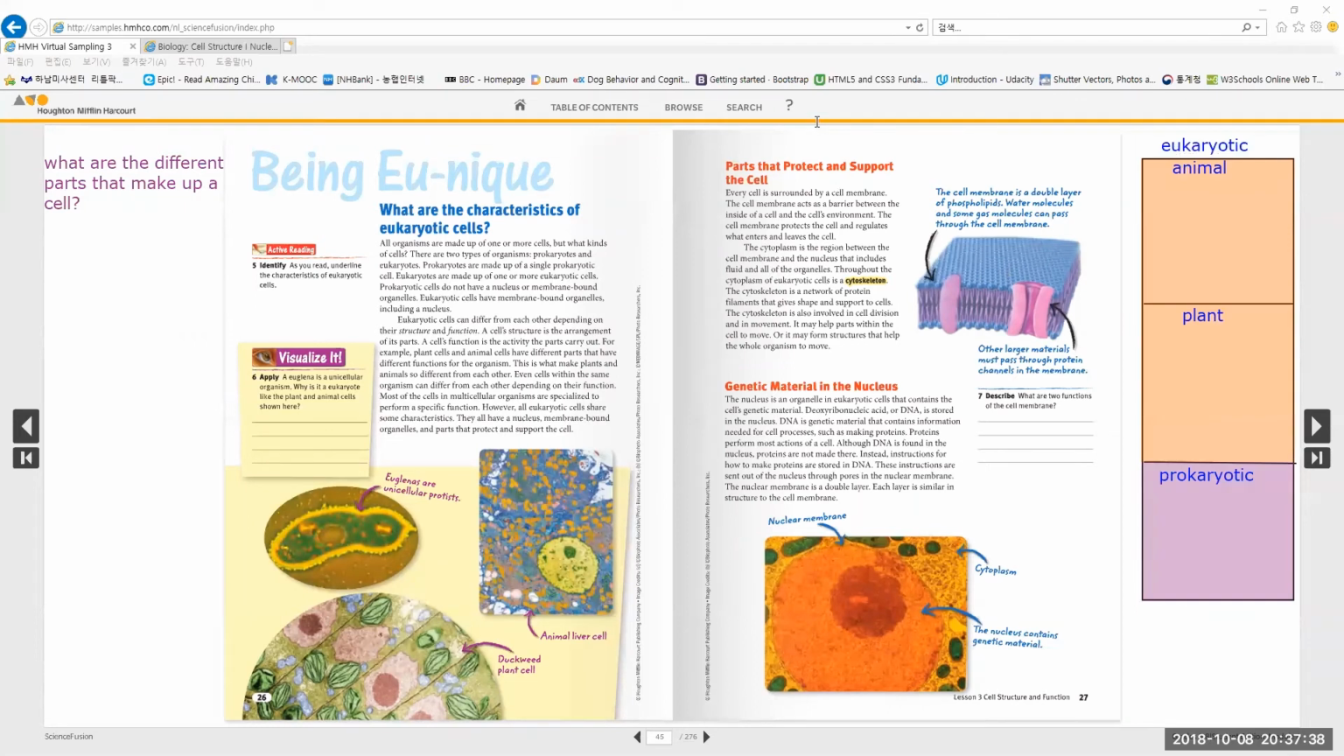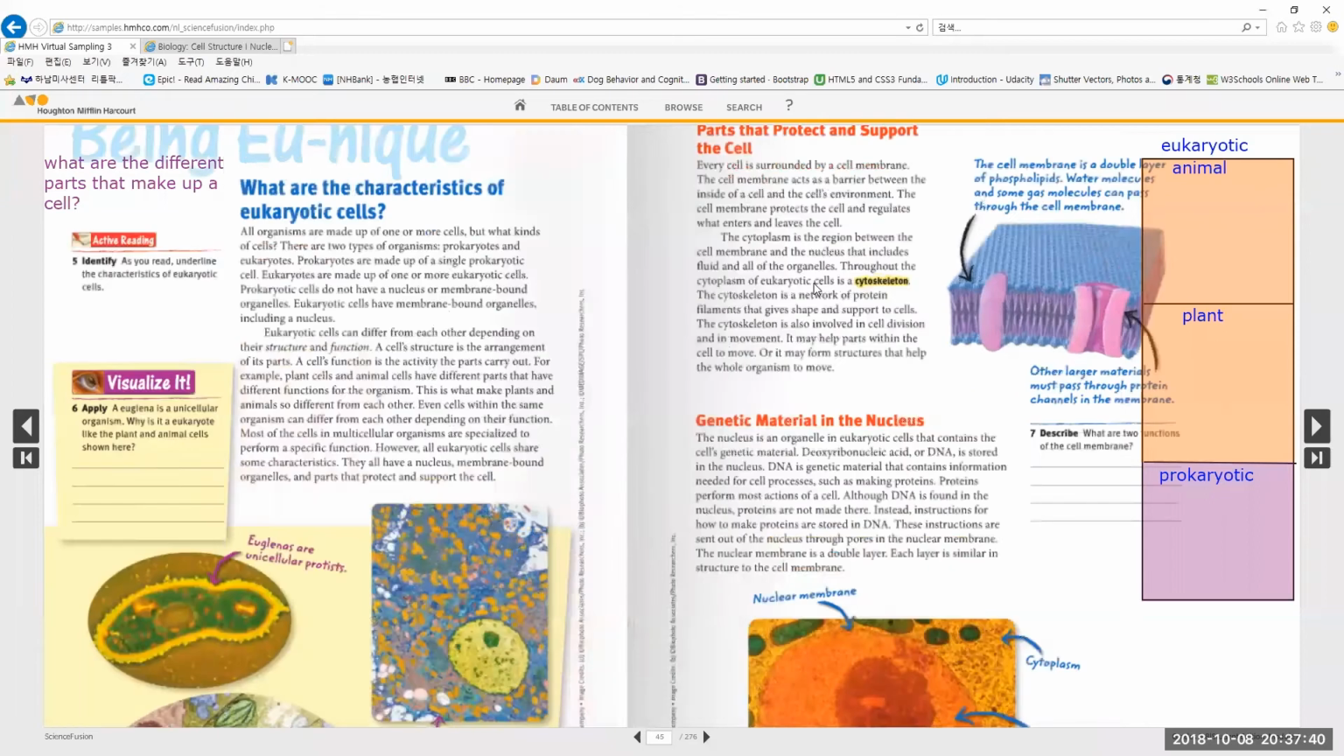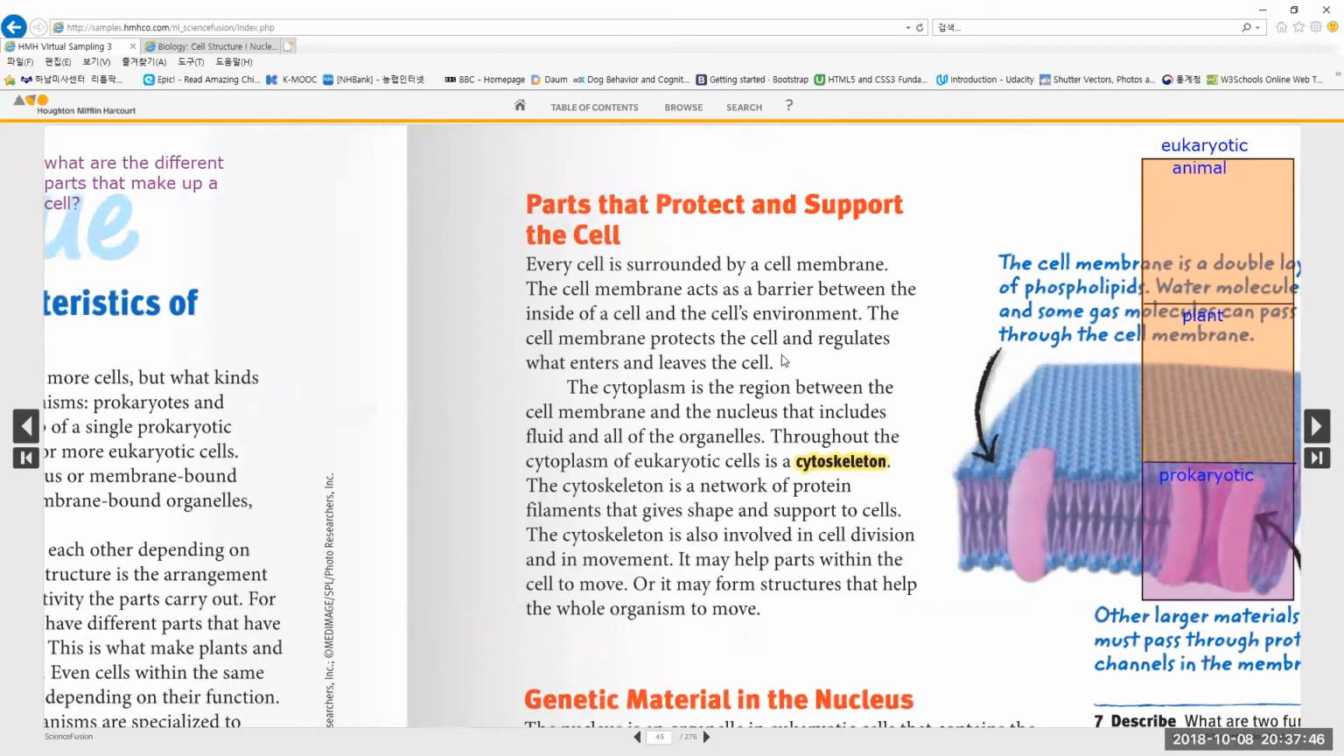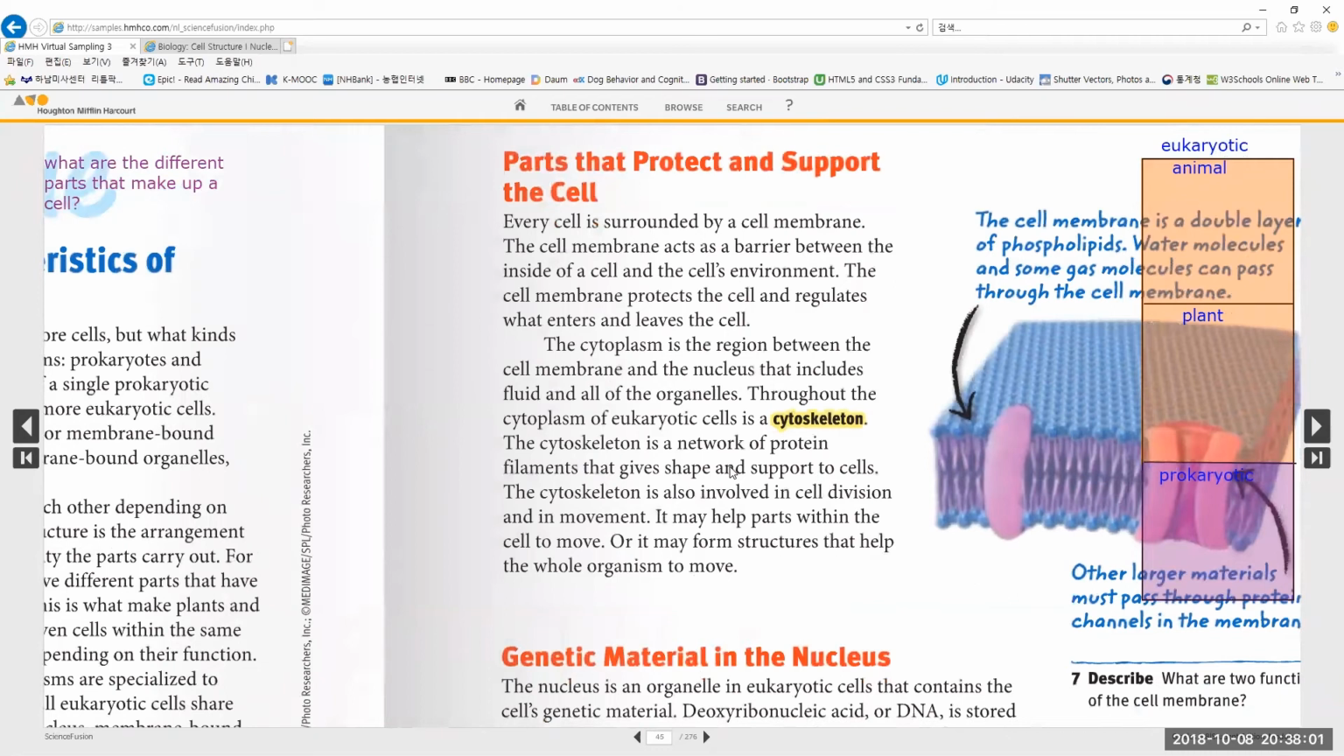Then we should read about parts that protect and support the cell. Every cell is surrounded by a cell membrane. The cell membrane acts as a barrier between the inside of the cell and the cell's environment. The cell membrane protects the cell and regulates what enters and leaves the cell. The cytoplasm is a region between the cell membrane and the nucleus that includes the fluid and all of the organelles. Throughout the cytoplasm of eukaryotic cells is a cytoskeleton. The cytoskeleton is a network of protein filaments that give shape and support to cells.